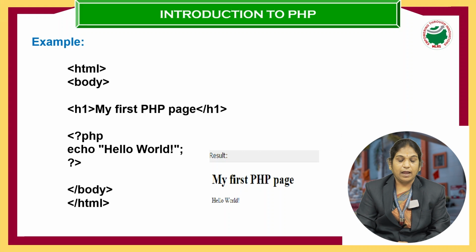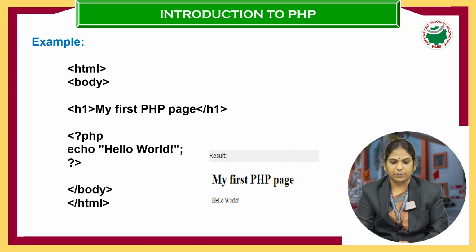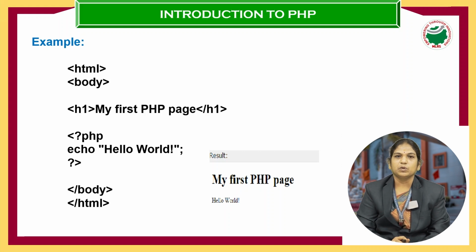And next I am writing another line, that is, the opening angle bracket and question mark, which indicates the start of the PHP code. Then I have written echo "hello world". Echo is the output statement, and then close with the question mark and the closing angle bracket. Next, close the body and close the HTML. So here is the basic program to print hello world on the screen. So how do we print it? We opened the HTML tag, inside that the body tag.